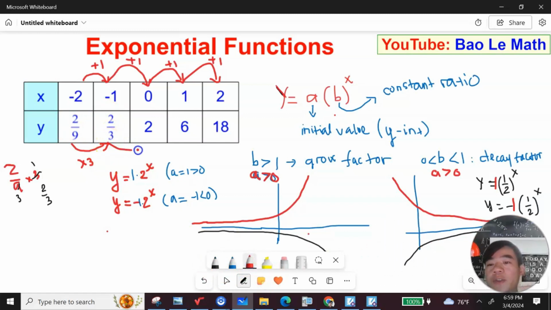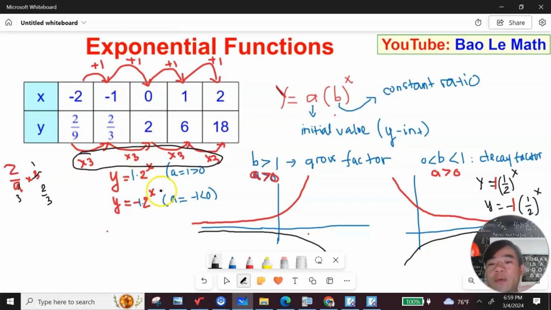In order to get 2 from 2/3 right here, I multiply by 3. In order to get 6 from 2, I multiply by 3. In order to get 18 from 6, I multiply by 3. And you see that? Every single time you multiply by 3, and this is a constant ratio, okay? That tells us this is an exponential function.